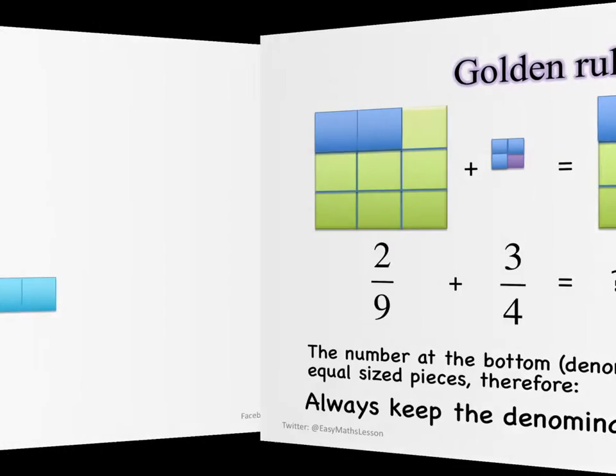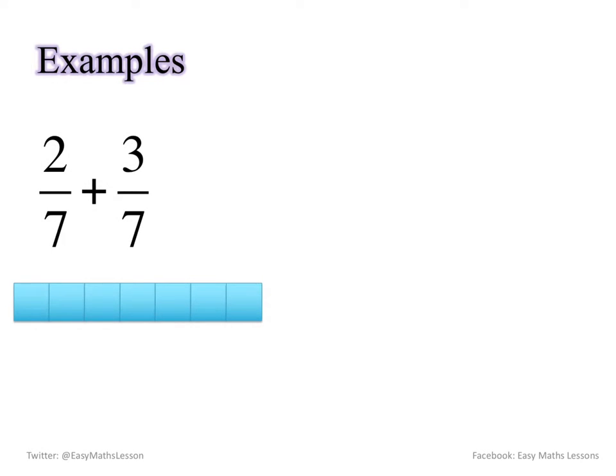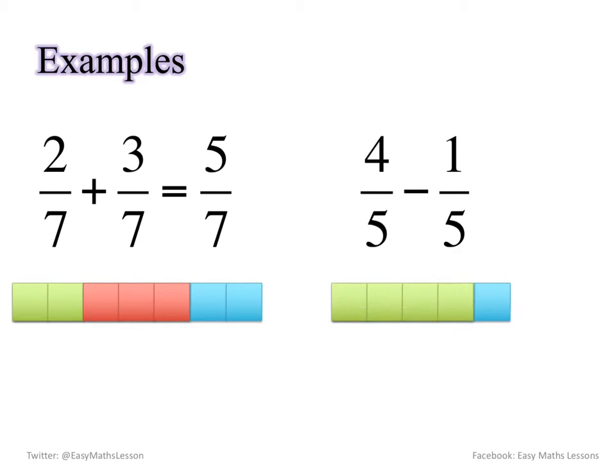All right, let's see. These two denominators, golden rule: denominators must be the same. Well, that's a 7, that's a 7. I think we're good to go. So I've got my 2/7, and I'm going to add 3/7 to it. So 1, 2, 3. In total, I should have 5/7. That one is fairly straightforward.